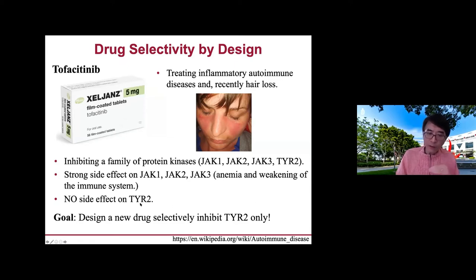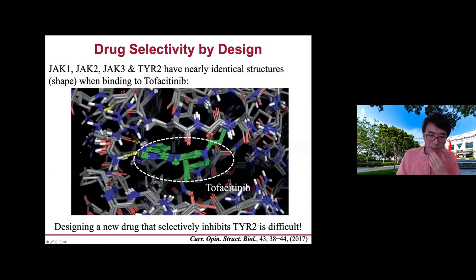Now we want to block TYR2. However, because TYR2 has very similar structures with three other proteins, it will simultaneously block JAK1, JAK2, JAK3. If you block these three proteins, you will get the side effect. Right? Can we design a new drug that just binds to TYR2, but not to JAK1, 2, 3? And this we call drug selectivity. Right? Can we design that? Now, first of all, I want to tell you, I'm not joking.